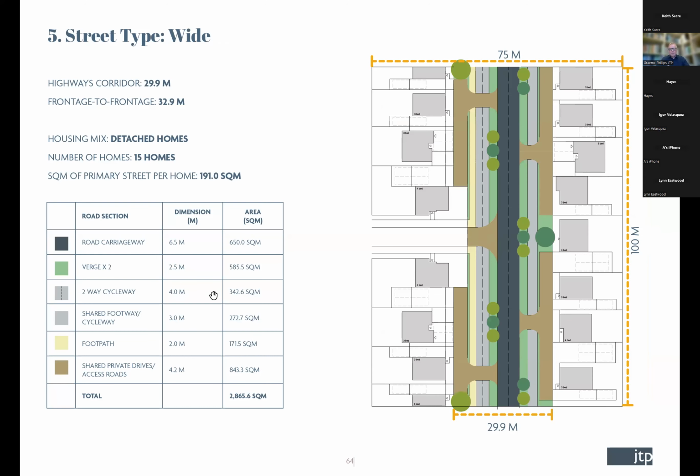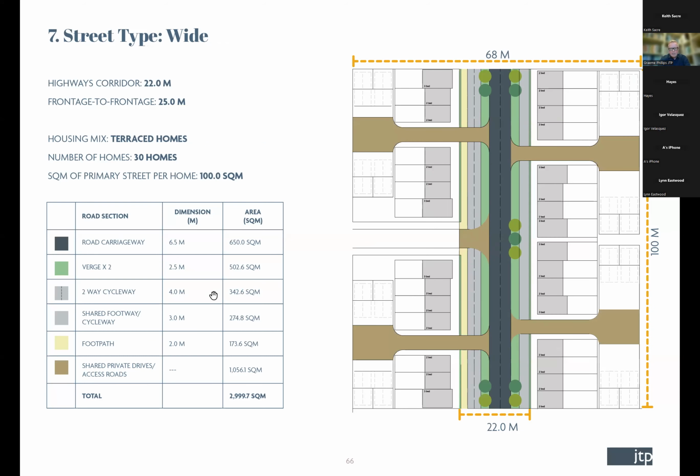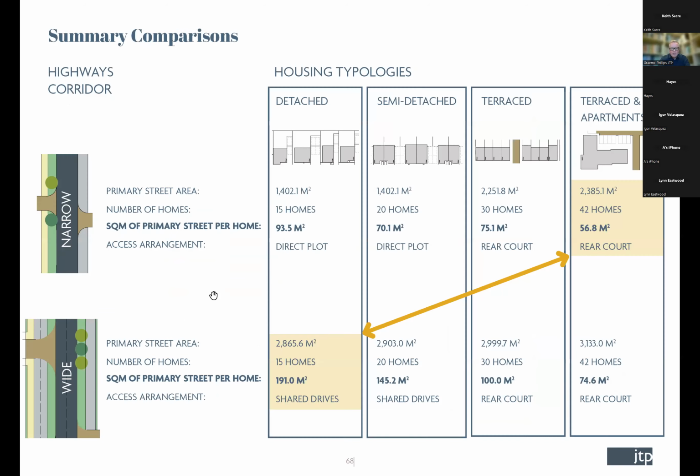This is the 2-way cycleway shared driveway, 30-meter corridor. And you can see that square meters of primary street per home has jumped right up to 191. So these are huge differences according to street type. Drops a bit as we introduce the semi-detached houses, up a little with terraced houses and rear parking courts, down again if you get apartments into the mix. So you can sort of play tunes with all of this stuff.